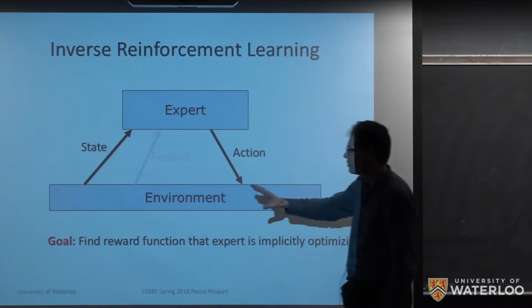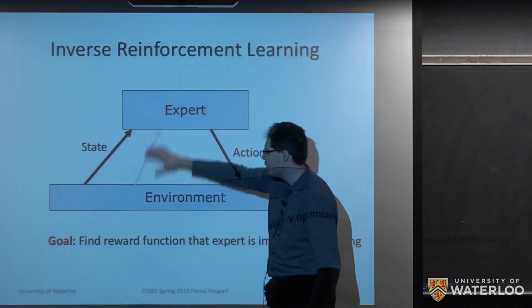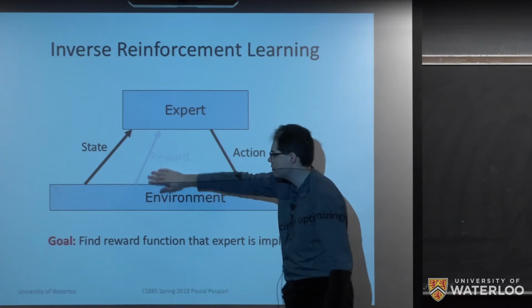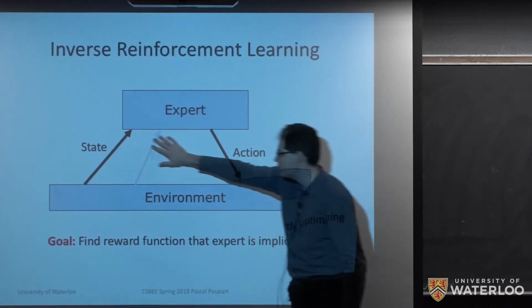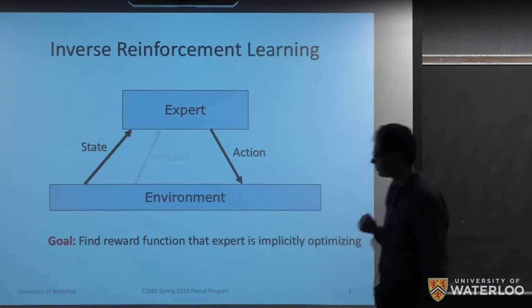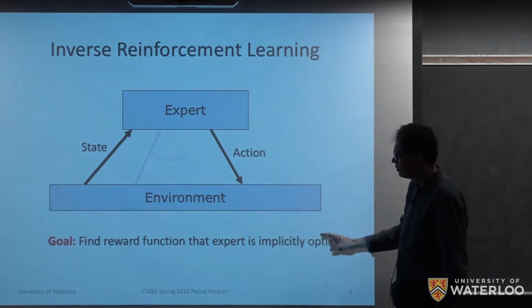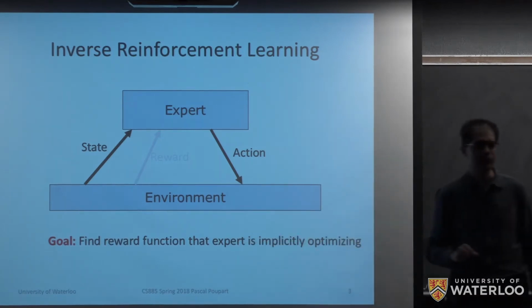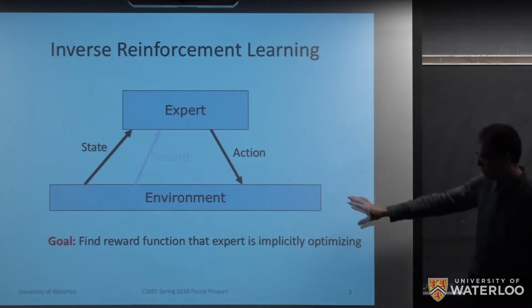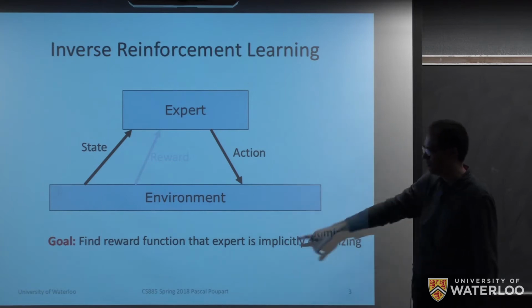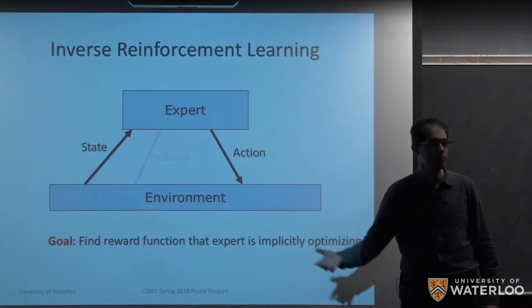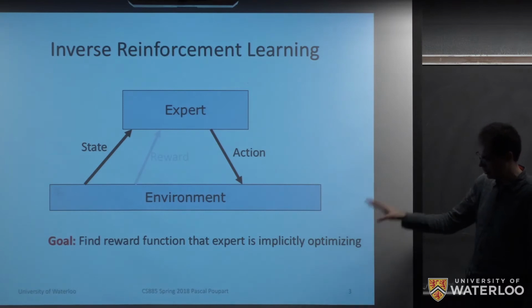So there are a lot of situations like that where the rewards being optimized are either just not observable or not explicit, and that's why I've grayed this out. Now the goal is, in fact, to find the reward function that the expert is implicitly optimizing. This is where the name comes from: inverse reinforcement learning, because the goal is to find the reward function as opposed to finding a policy. We're going to see in a few applications why this is interesting.